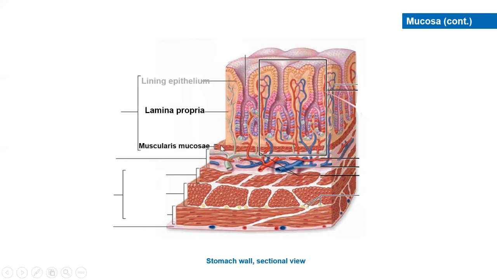The next layer is muscularis mucosa. Muscularis mucosa is a thin muscle layer, and it is made by closely adherent two layer, that is longitudinal and the circular layer. Contraction of this muscle produce movement of the mucosa that facilitate absorption and secretion.